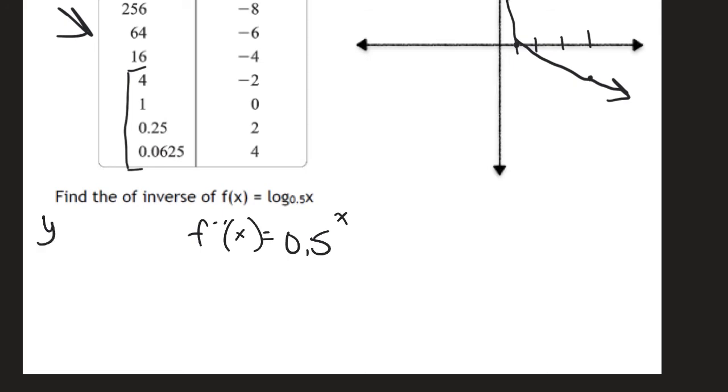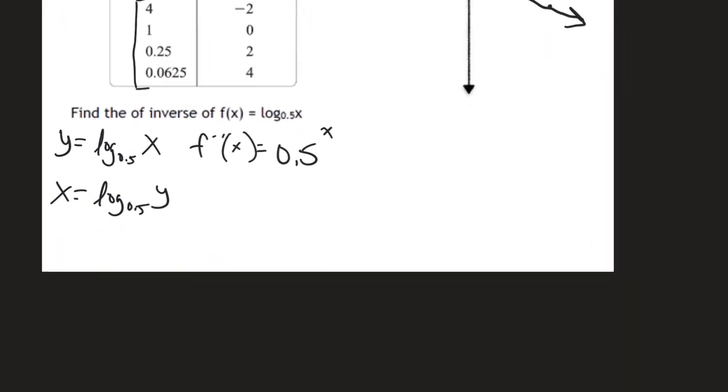You can go through the process where you first rewrite everything with a y instead of function notation. Then you would switch the y and the x, and then you would want to isolate the y. And the only way you can really do that is if you switch this to an exponential function, which means the 0.5 becomes the base, and the x and the y switch spots, and log goes away. And so you can kind of see the inverse. That's where it came from. They want us to find the inverse, and that's what we did.